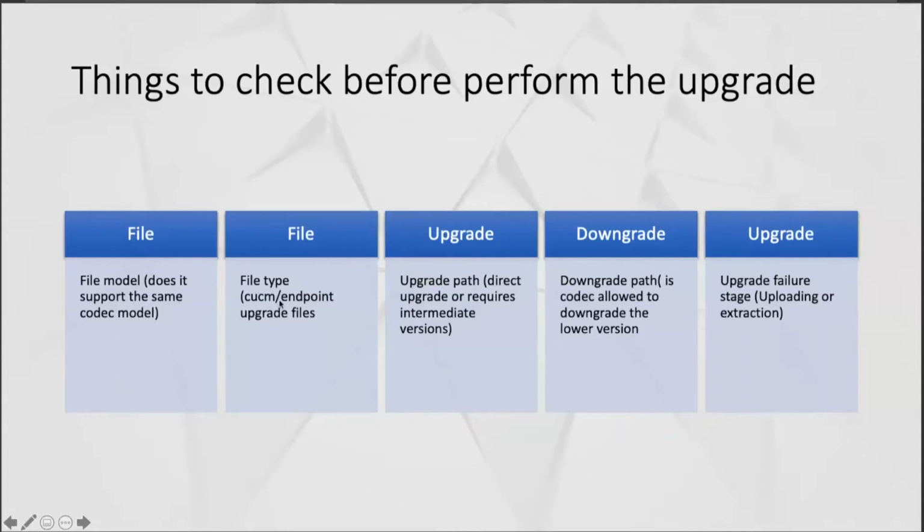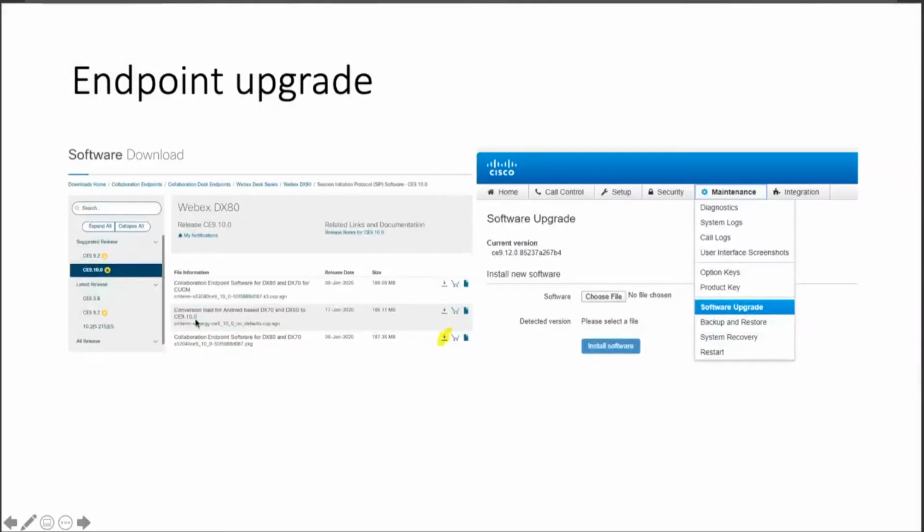File type. On the Cisco website, let me just show you a screenshot. If you go to the Cisco website and try to download the file, there are certain files available. Sometimes people just download a different file, probably this one, the first one. They try to upload this file onto the codec web and it fails because this file is for CUCM. Pretty simple example, but this really happens when we are in a rush to perform upgrades. If you are uploading from the codec web, make sure you choose the right file, which is for the endpoint. This file won't work.